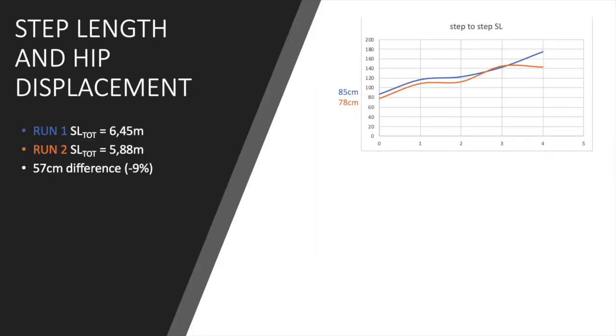Okay, so firstly, let's talk about step length and hip displacement. As we can see, run 1 in the black t-shirt has a longer total step length, which is 6.45 meters versus 5.88 meters. This is a 57 centimeters difference, and this difference is already there in the first step where there's already a 7 centimeters difference.